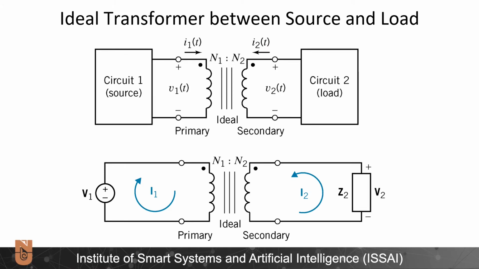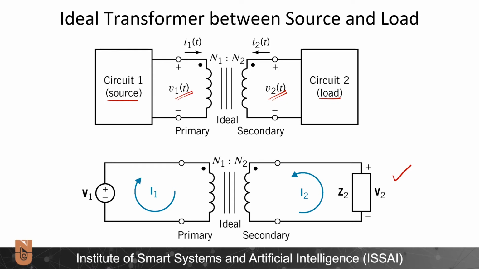The ideal transformer is usually placed between a source and load, and usually it increases the voltage level from V1 to V2, which is adjusted by the turns ratio. In other words, N2 over N1: how many windings we have on the secondary coil versus how many windings we have in the primary coil. And we can also draw this circuit in the frequency domain as shown here in the bottom part of the slide.